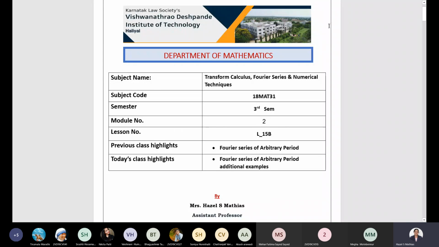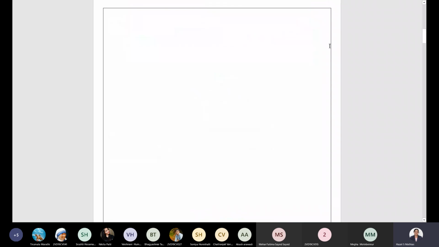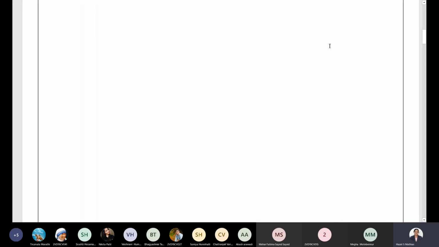In the previous class, we were discussing half-range Fourier series. We discussed the difference between full range and half range in the previous class. So, what is a half-range Fourier series?